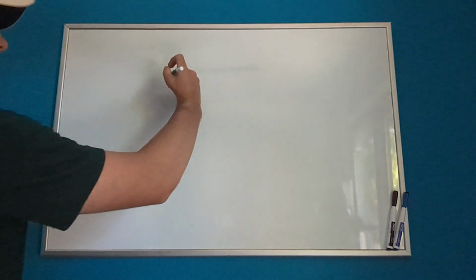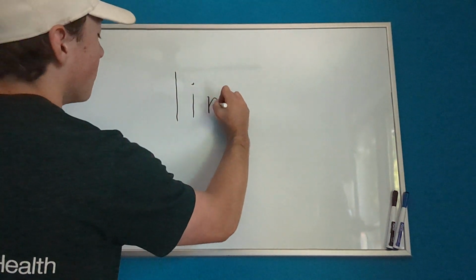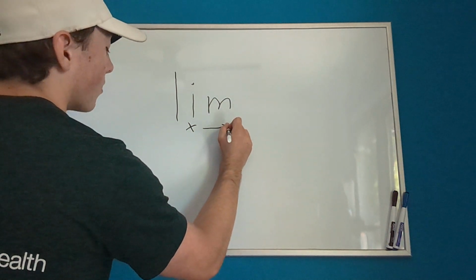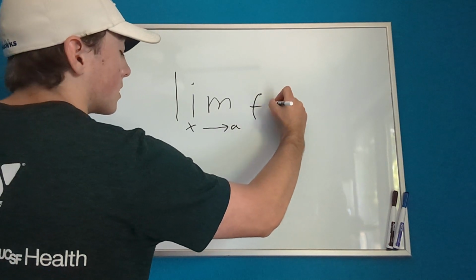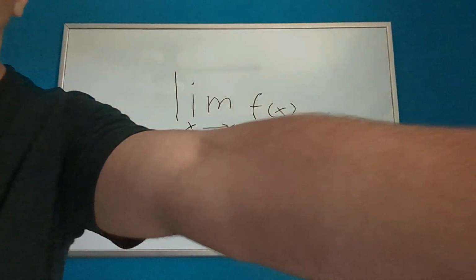Hey, I want to do a brief introduction to limits, what they are and what they represent. So, a limit is denoted with the symbol L-I-M, as x approaches, we'll talk about what that means shortly, some value a of some function, in this case f of x. That's the standard form for a limit.